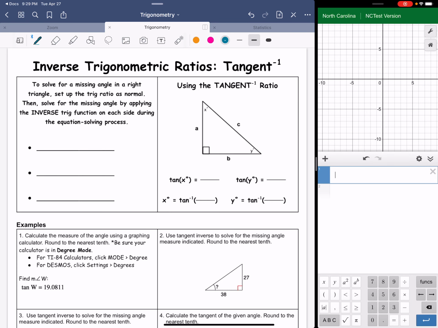In this lesson, we are focusing on tangent inverse. And before we get into that, we're going to go back to the first two trig ratios that we've talked about just to review.